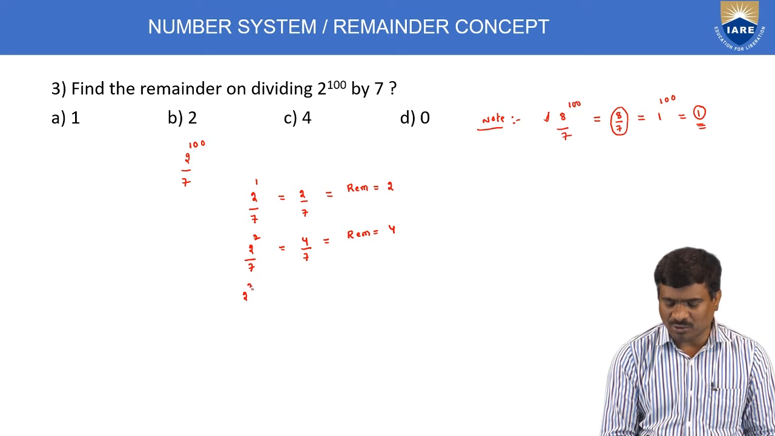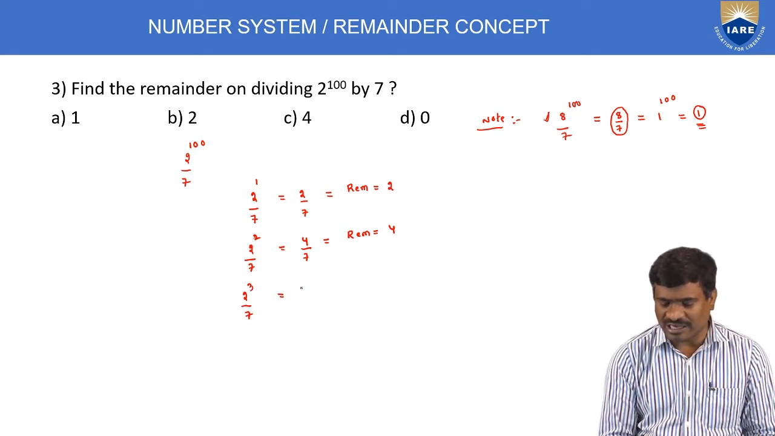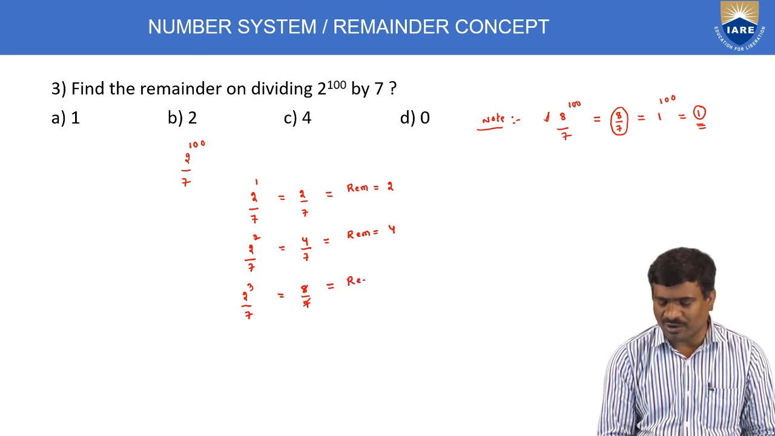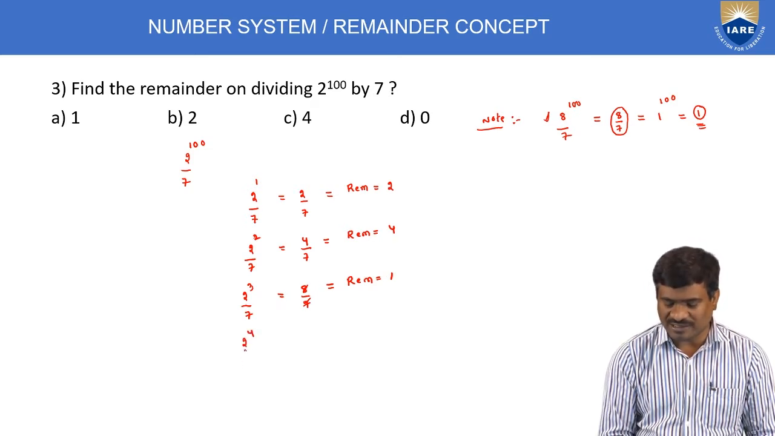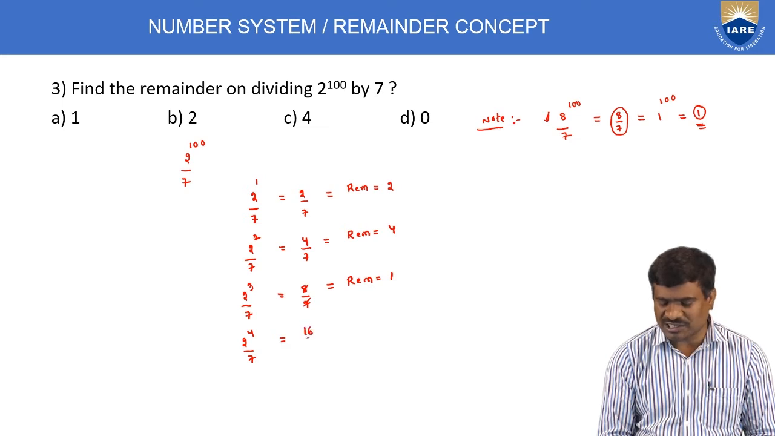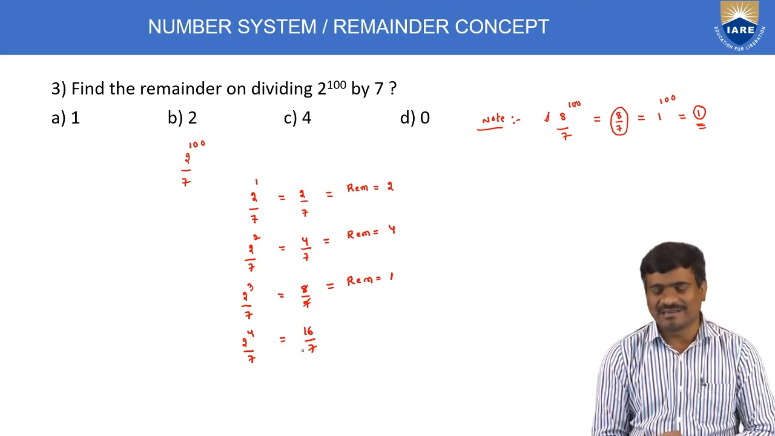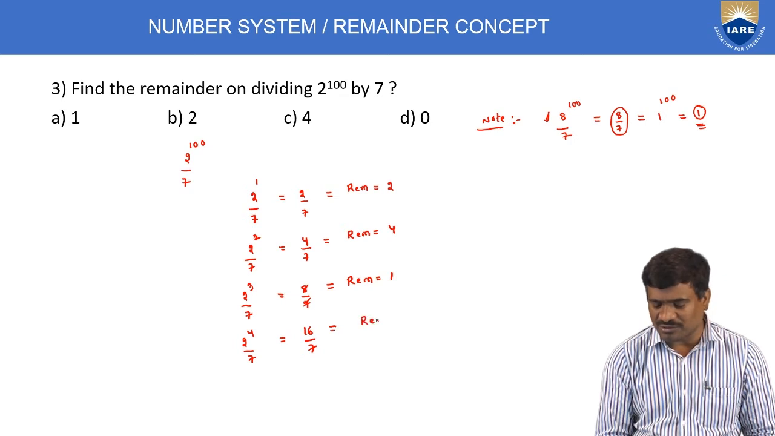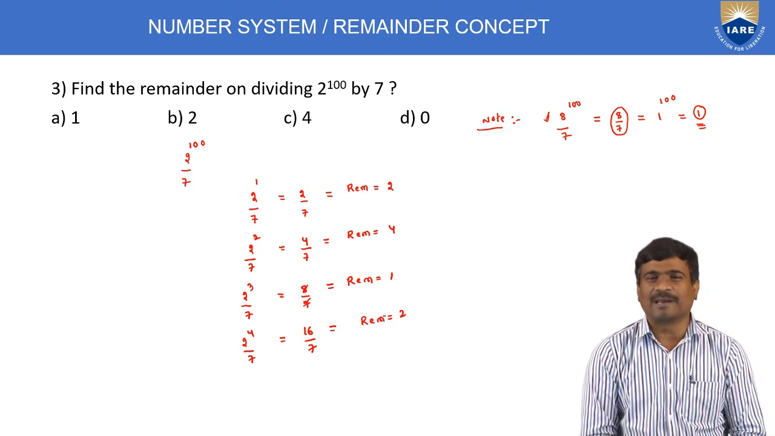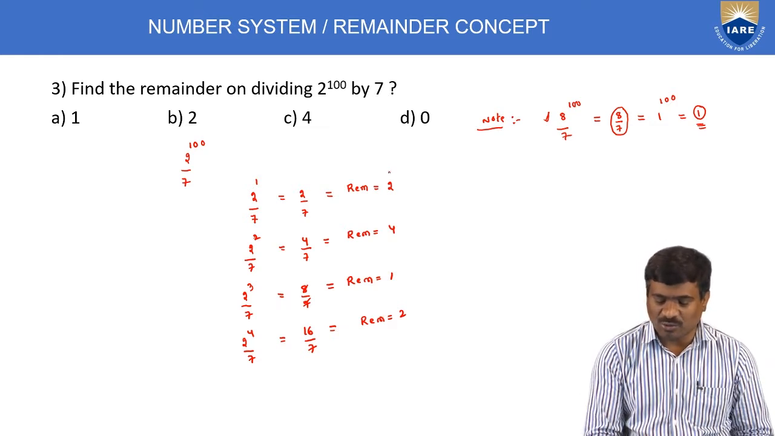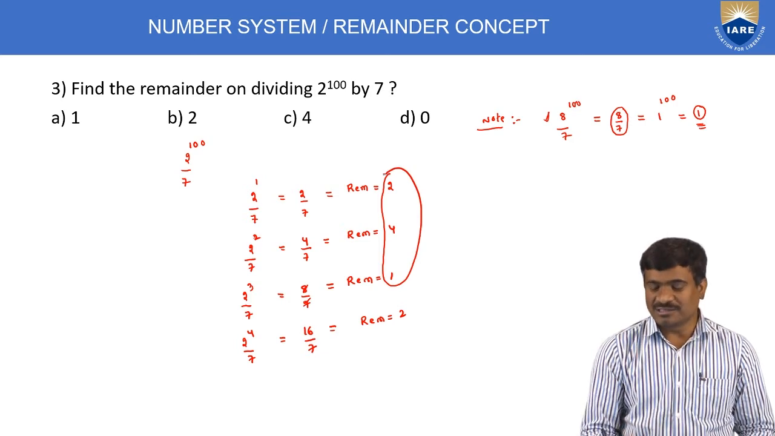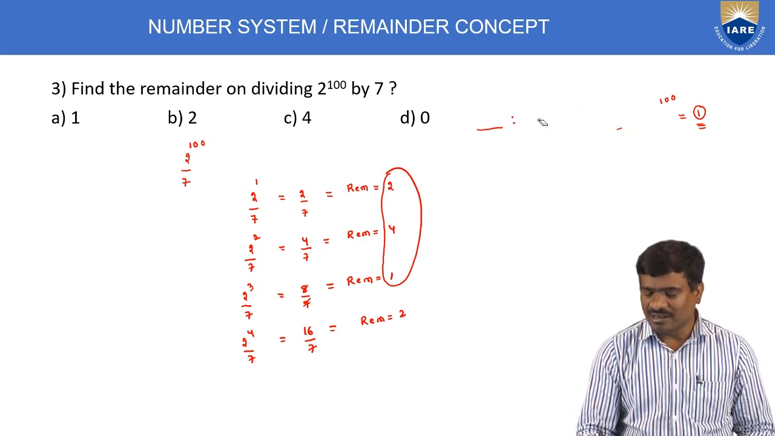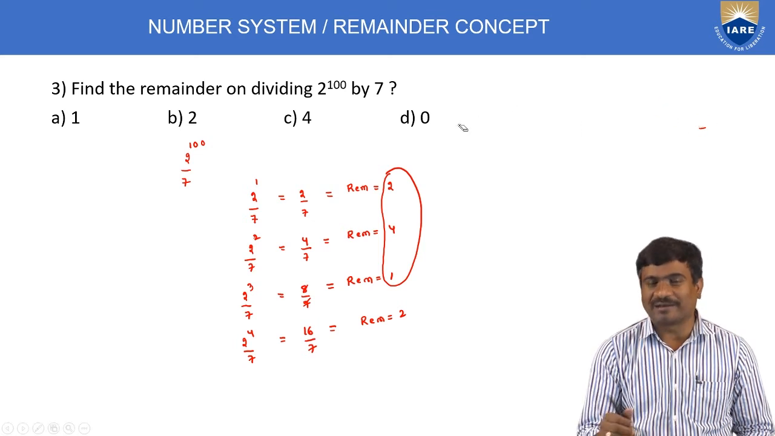Next, similarly, 2 to the power of 3 by 7 is equal to 8 by 7. 8 by 7, 7 into 1 is 7, remainder only 1. Next, 2 to the power of 4 by 7 is equal to 16 by 7. 16 by 7, remainder only 2, that is the starting number. Stop here only. Next, the 2 and 7 remainder property: 2, 4, 1, 2, 4, 1, cyclic repeated. Just implement only cyclicity.